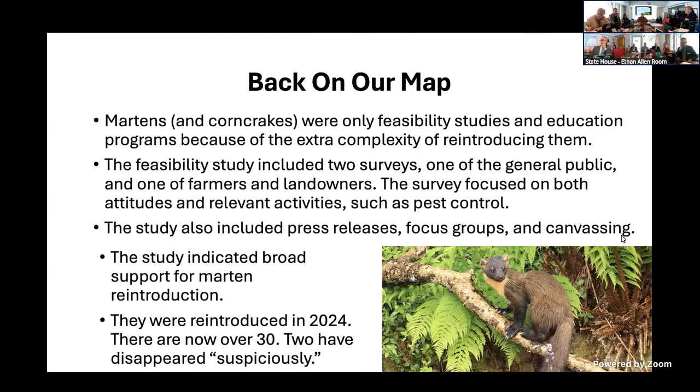The result of the surveys indicated broad support, including within farmers and landowners, for marten reintroduction. And so as an extension of the project, pine martens were reintroduced in 2024, and there's now more than 30 of them. 2 of them just in the last 6 months disappeared. I put suspiciously in quotes because that's the term the police use for the disappearance of these tagged martens. So those are the 2 projects.